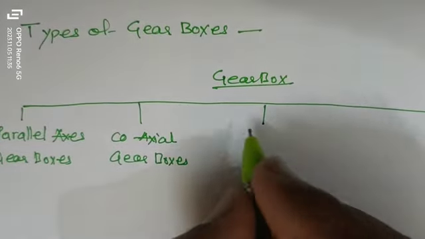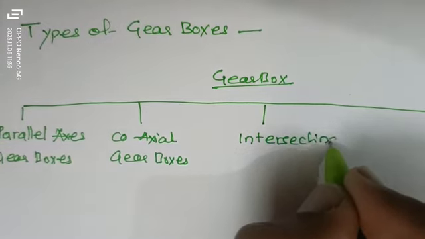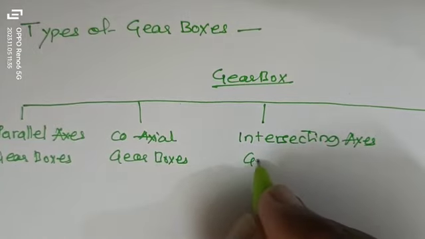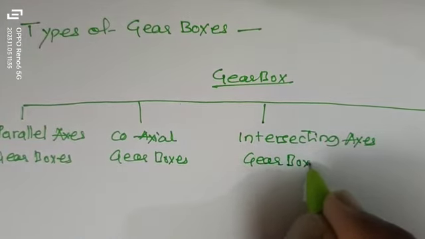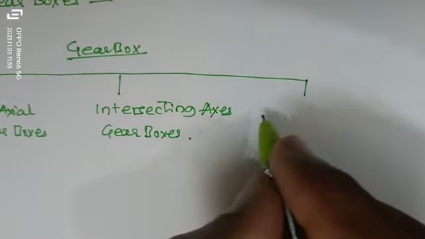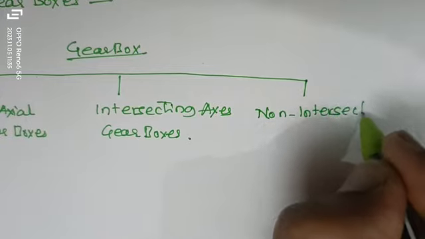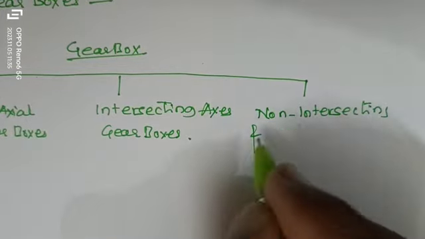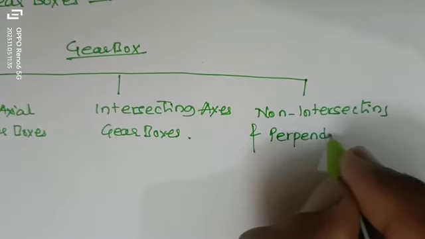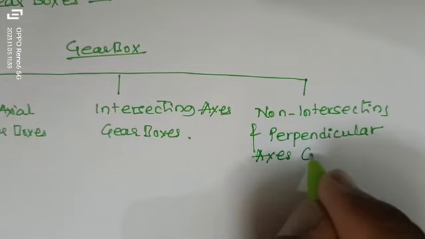Third, intersecting axis gearbox. And fourth, non-intersecting and perpendicular axis gearbox.